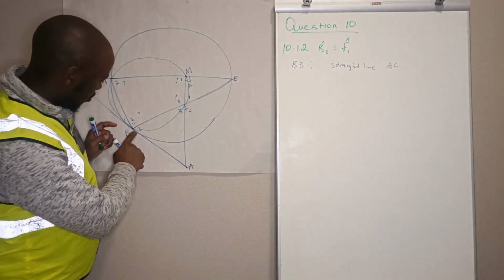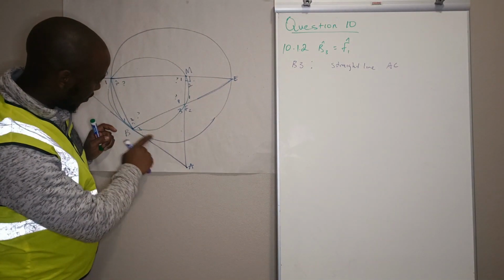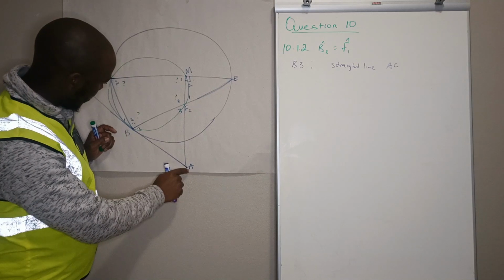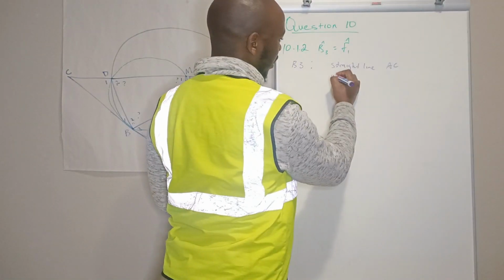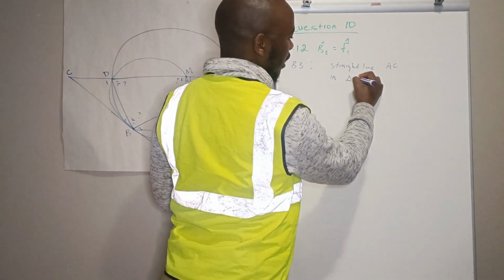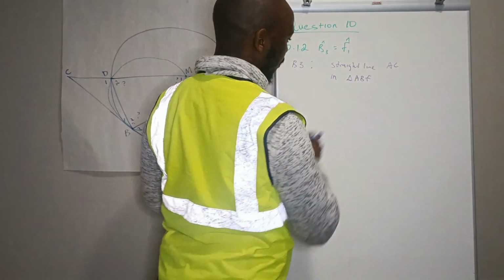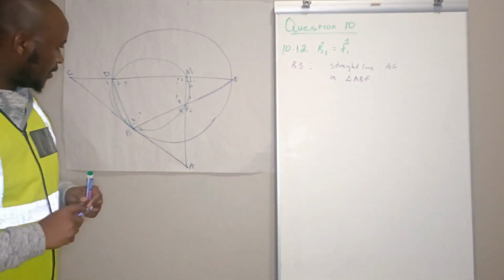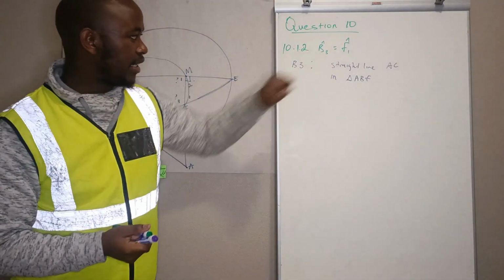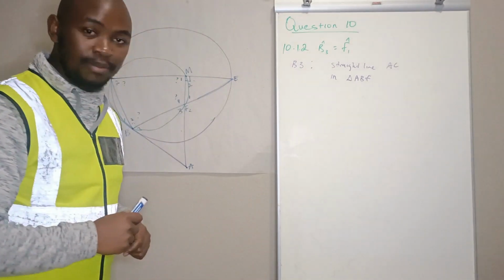But also, B3 is in a triangle ABF. It's also in triangle ABF. What is the last part? We said it's in a straight line, we said it's in a triangle ABF.